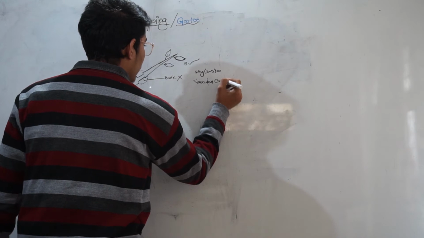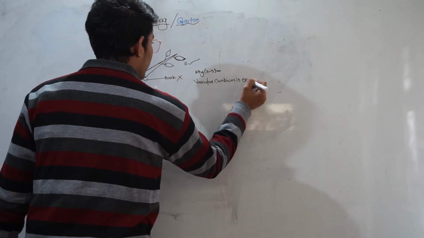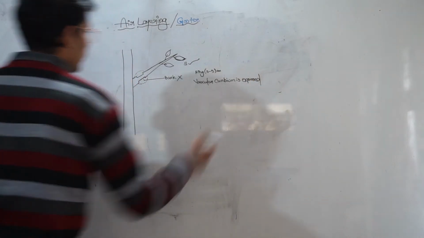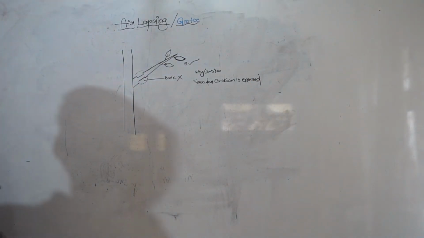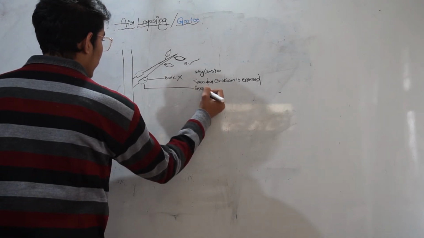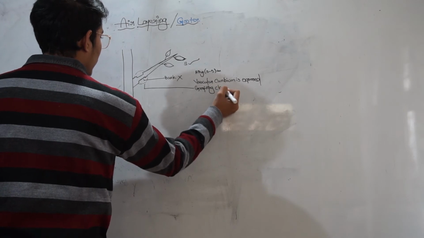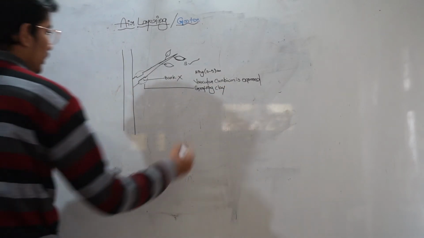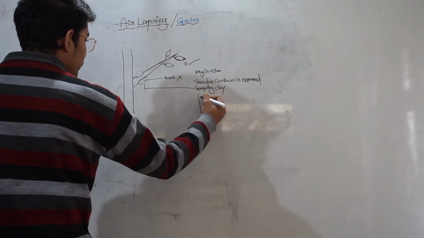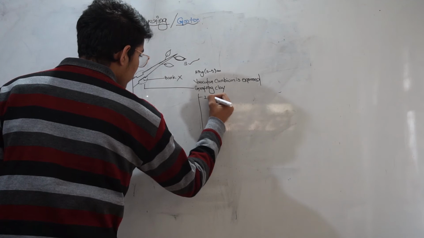Vascular cambium is exposed. And what is this? This is grafting clay. So the grafting clay, those components now I am going to discuss. So one part of moss.